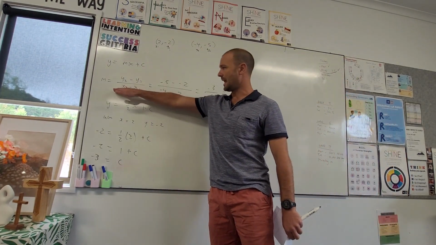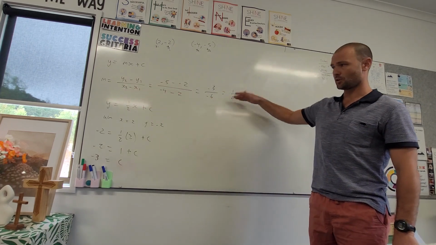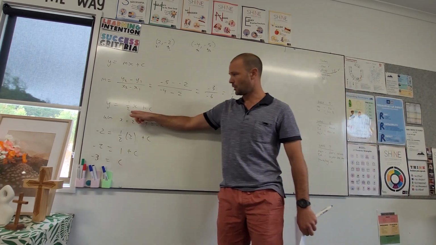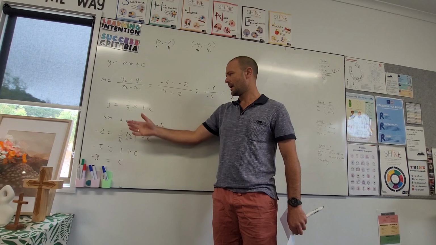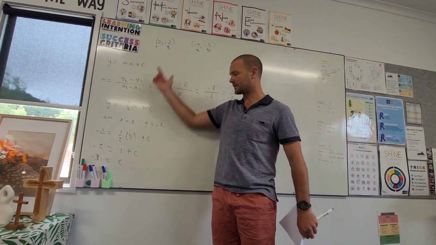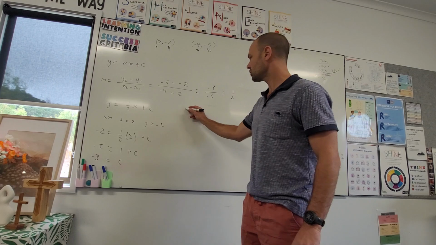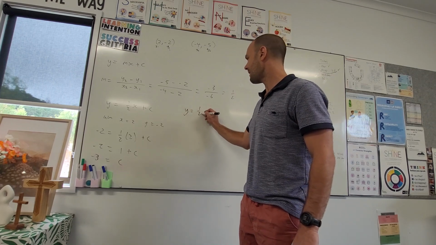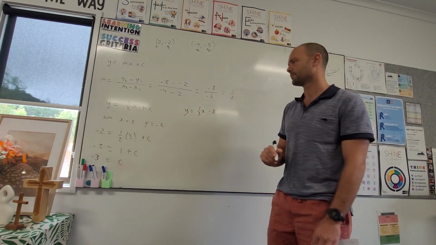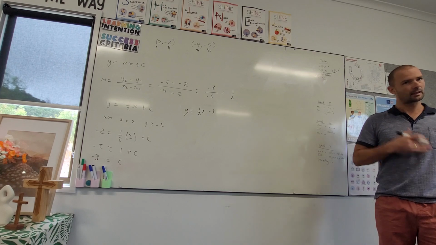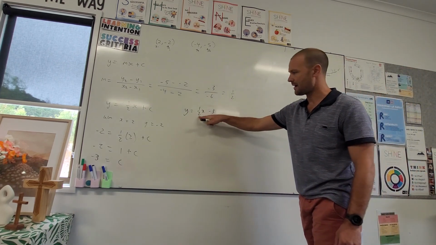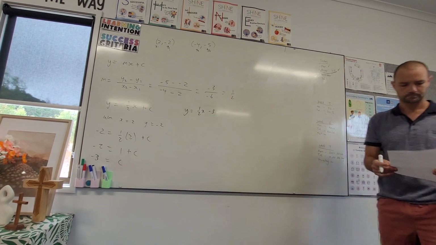So we found m, we found the slope using the slope formula. We put the slope in. And then we go, all right, now I'm going to use one of these coordinates to determine the value of c. Now let's answer the question. Y is half x, take 3. Y equals mx plus c, y equals half x, take away 3.